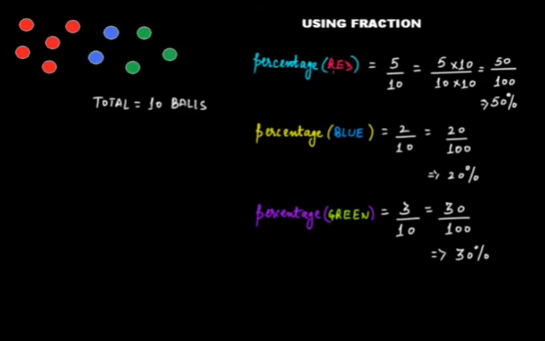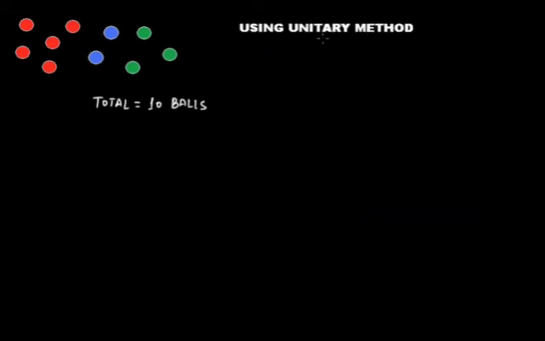So the percentage of red balls is 50%. The percentage of blue balls is 20%, and the percentage of green balls is 30%. Now let's solve it using unitary method. Okay, so first for the red balls.